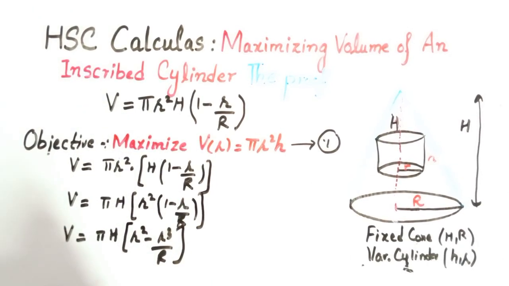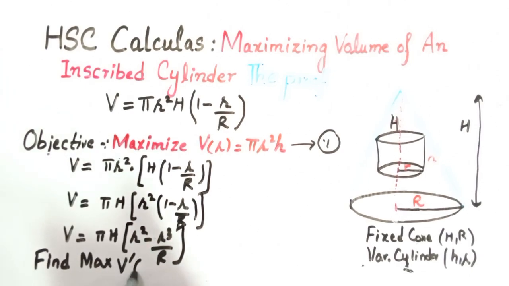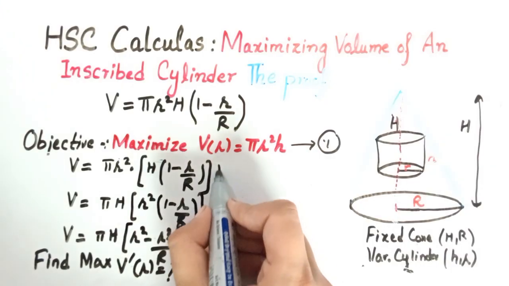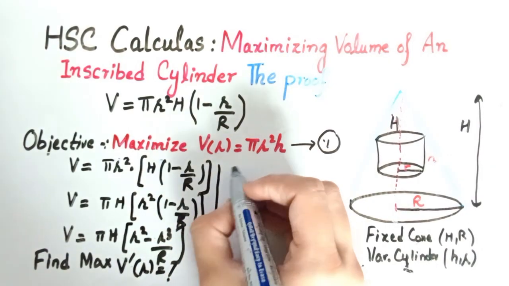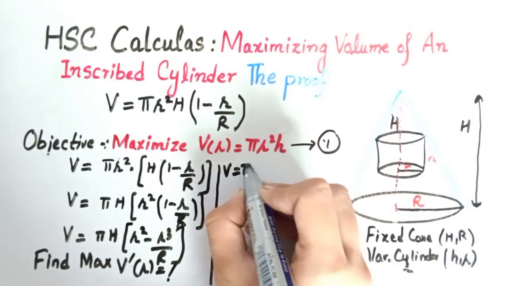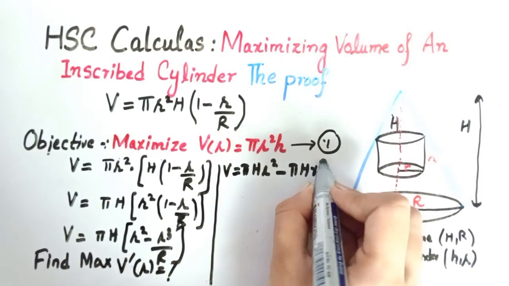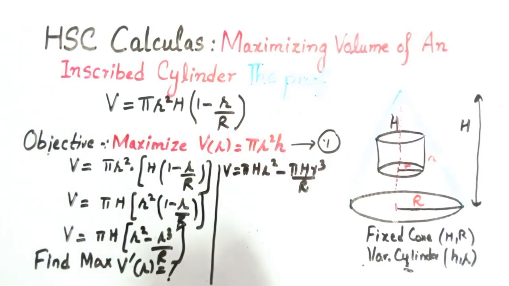Now the next step is calculus optimization. You have to find the maximum of V dash of r, and for this purpose, first of all expand this. We will solve this here. We get V equals, first of all expand this, pi h r square minus pi h r cube by capital R.